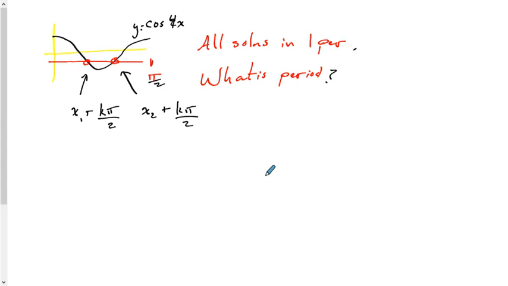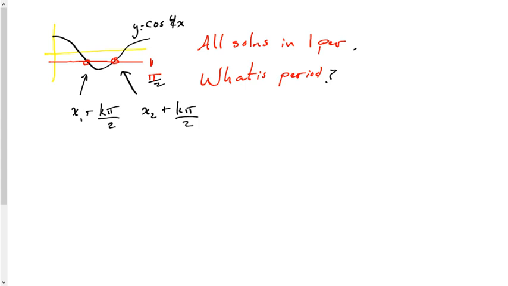Not yet. I have the solutions, so I would add k pi over 2 to all four? If the period was pi/2, then yes, you would add k pi/2 to all the solutions within that domain. Does that make sense? Thank you. So far, so good.